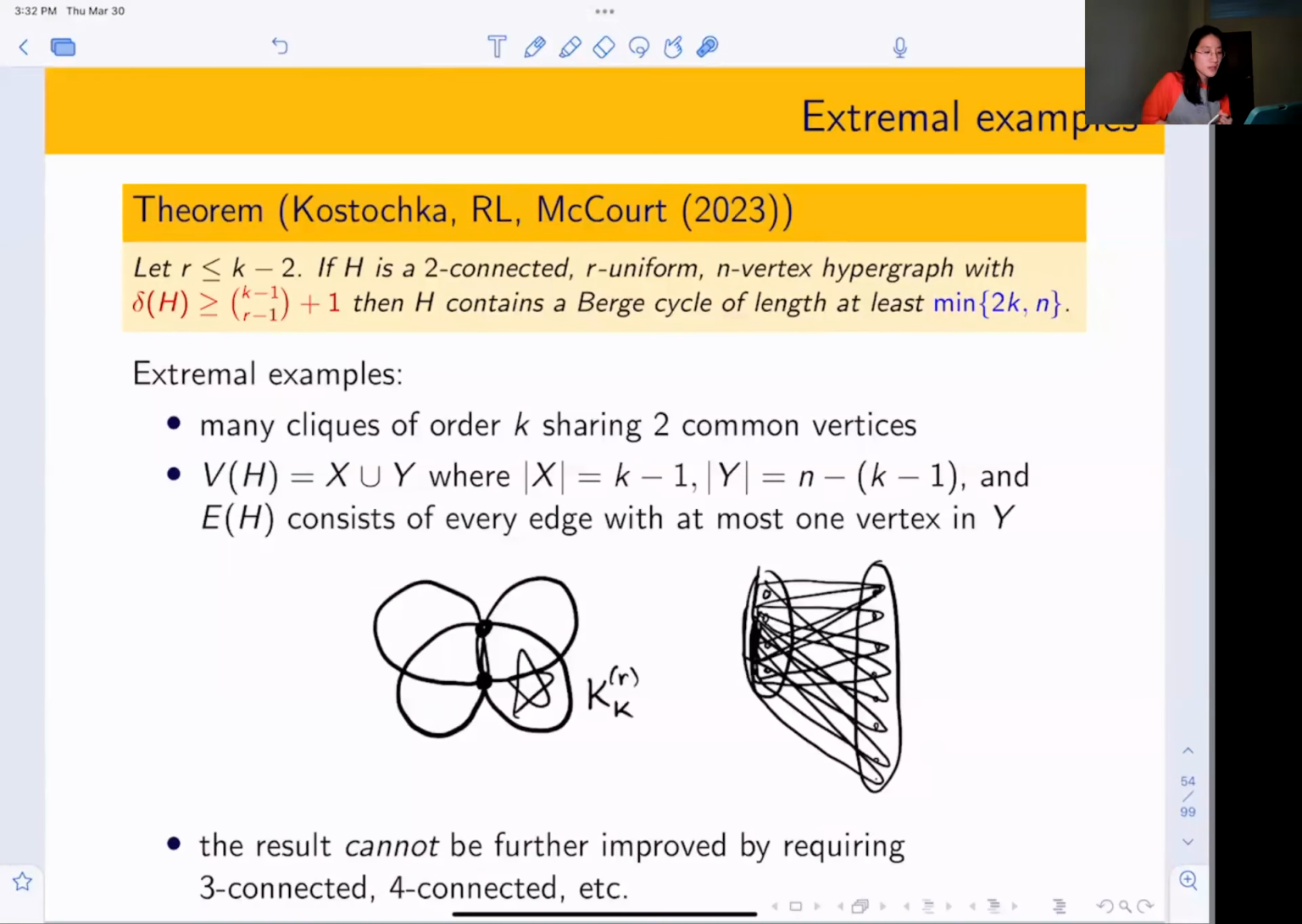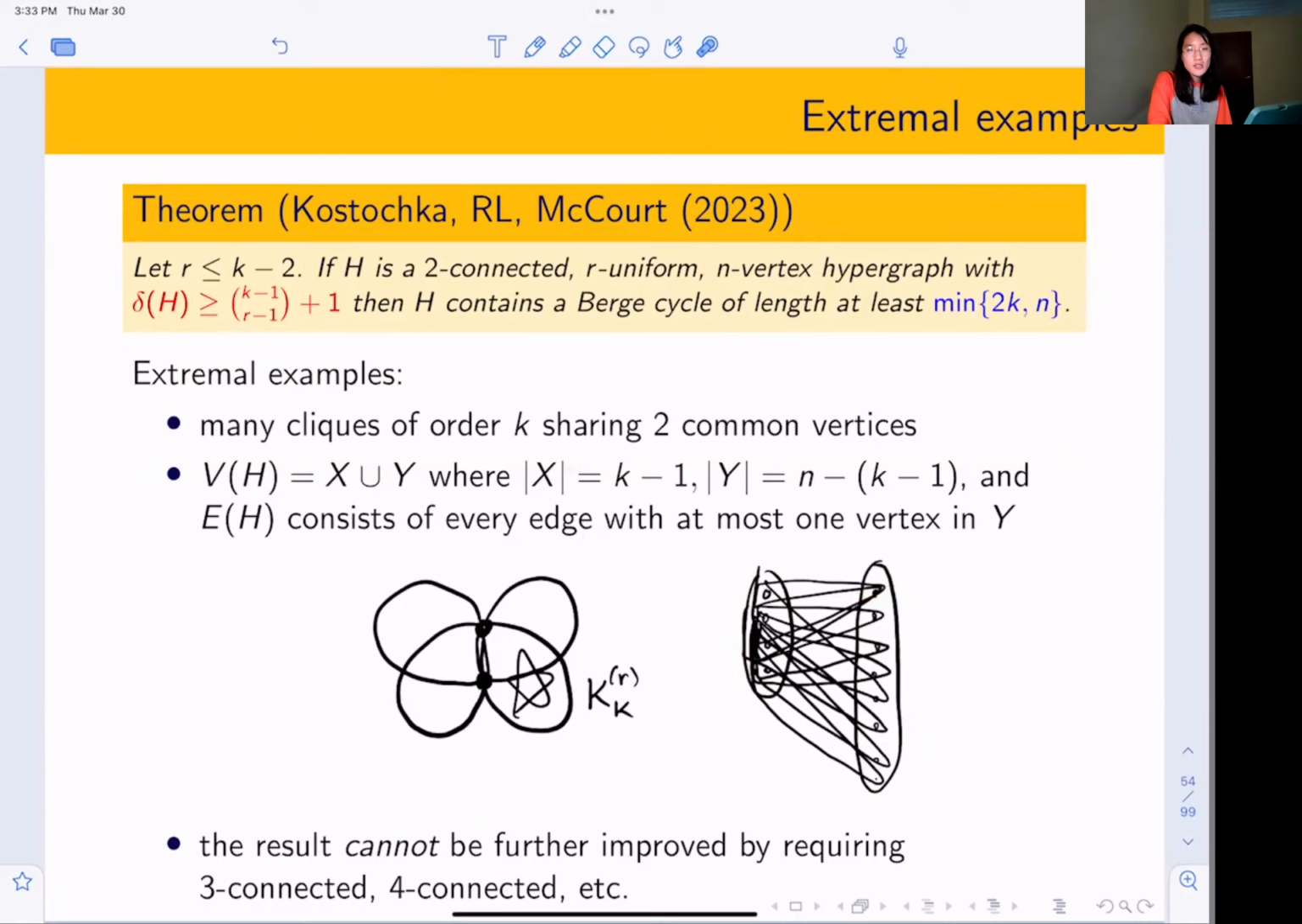And here are the extremal examples, which again are just basically hypergraph versions of the extremal examples for graphs. The first one is going to be many cliques of order k, sharing exactly 2 common vertices. And the second example is going to be a version of the complete bipartite graph. So here we have a set of size k minus 1, and then I put all of the other vertices in a set. And the edges are going to be every edge which contains at most 1 vertex in the larger set.